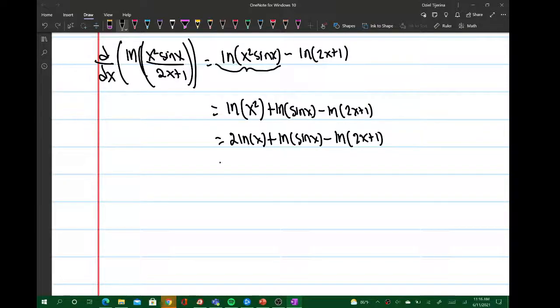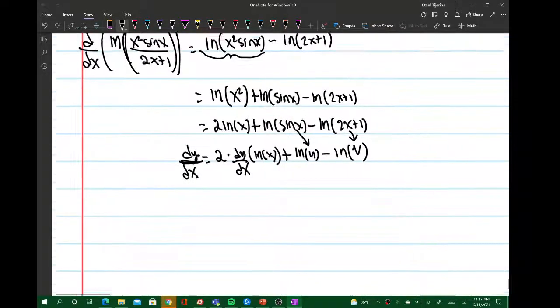So if we want to find the derivative, let's say dy/dx is equal to 2 times the derivative of ln of x, plus, let's say this is ln of u, where sine of x is equal to u, and then minus ln of v, being that 2x plus 1 is v.